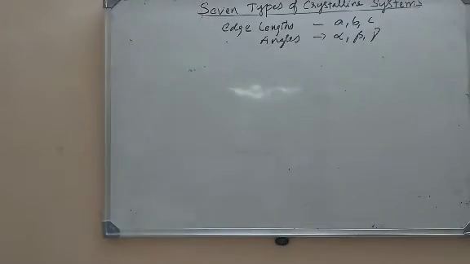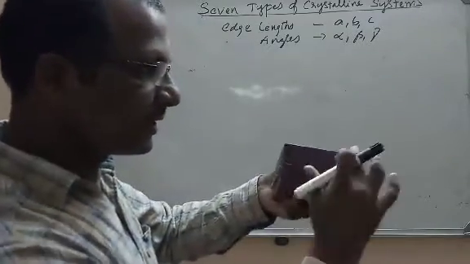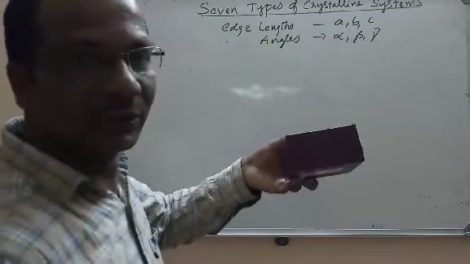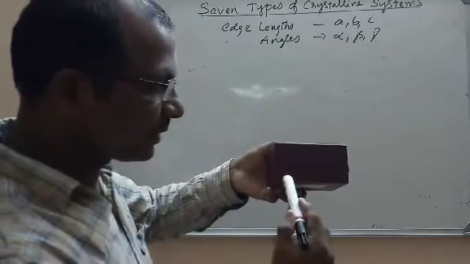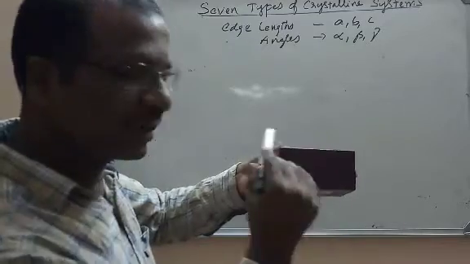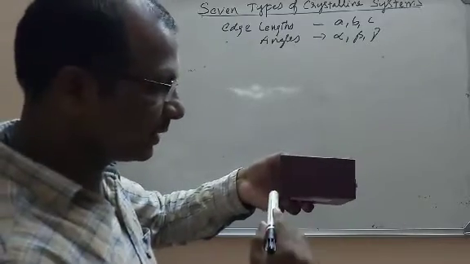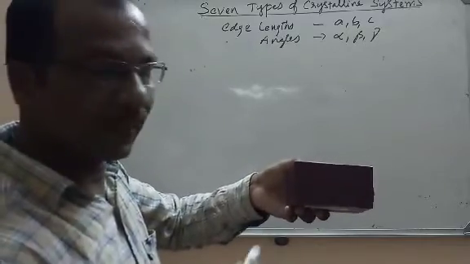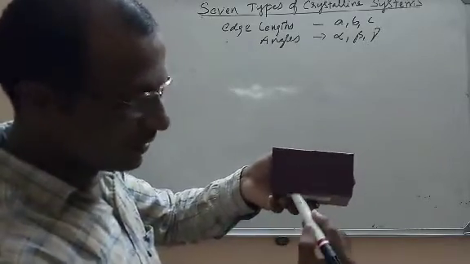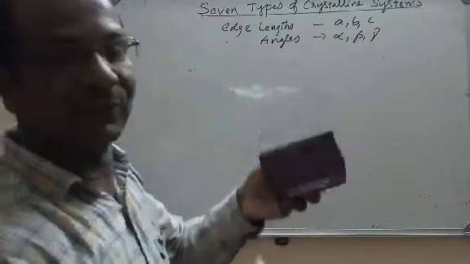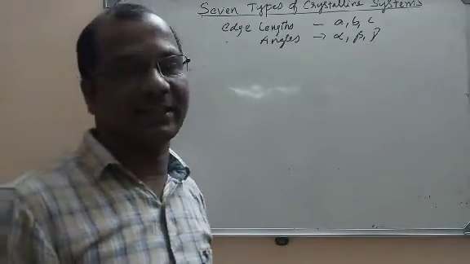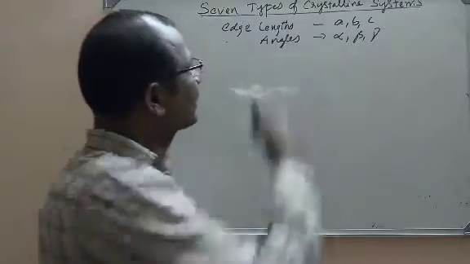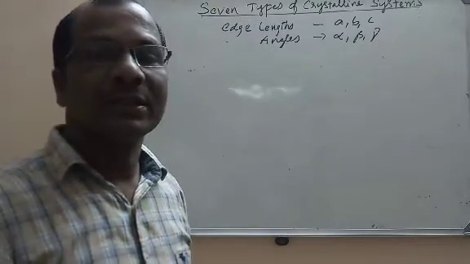So you know what edge lengths are. So this is the edge. If you take any crystal here, a, b, c will be the edge lengths, and also you know the angles alpha, beta and gamma, the different angles at the 3 axes. Now based on the angles, we classify all the crystalline systems into 7 types.